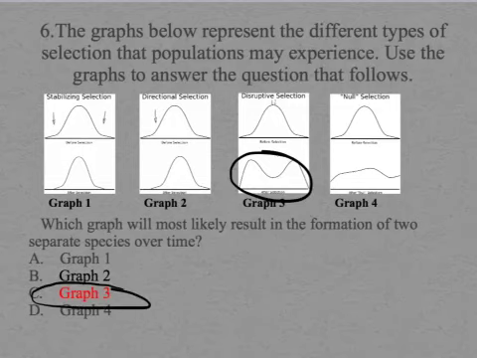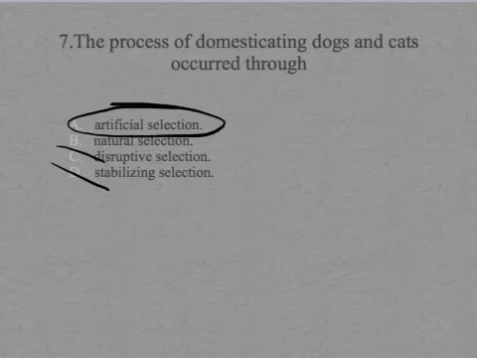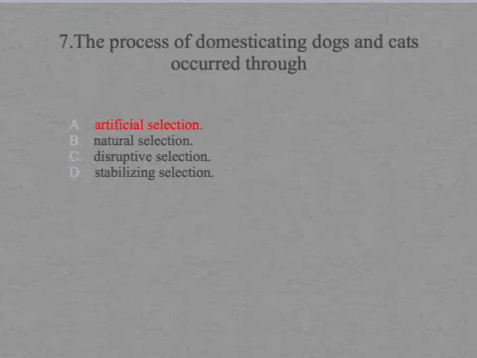species. The process of domesticating dogs and cats occurred through A, artificial selection, B, natural selection, C, disruptive selection, D, stabilizing selection. I hope that just because you guys paid attention to what we're supposed to know, you should get it down to artificial and natural selection. And if you know anything about domestic dogs and cats, they're not necessarily bred for what's best for their environment. They're bred best for the owner. It's artificial selection. We control who the dog breeds with and what kind of puppies we get. The process of domesticating dogs and cats occurred through artificial selection.